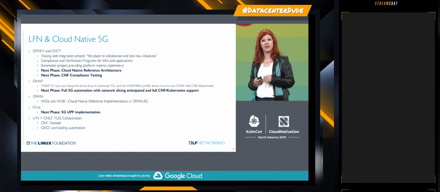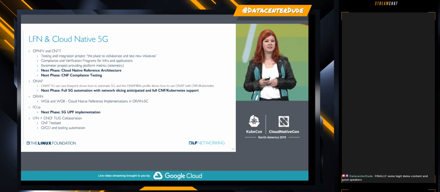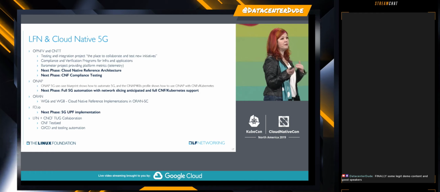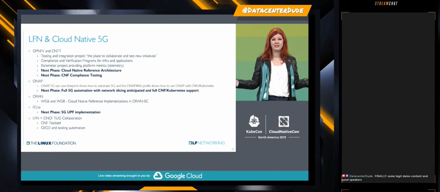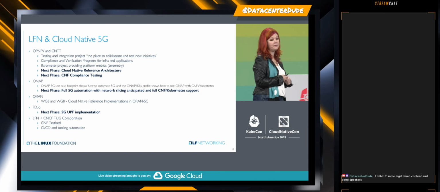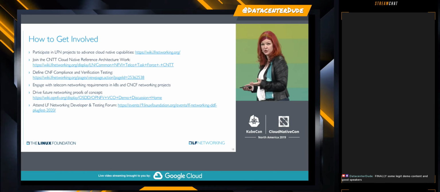We've got things going on in ONAP to be able to support the provisioning of cloud-native network services. FD.io VPP, I know that we've heard a lot about that. That becomes very important for our high-performance networks, and they are doing some work on supporting the 5G user plane. And then we also are obviously working closely with the telecom user group here.